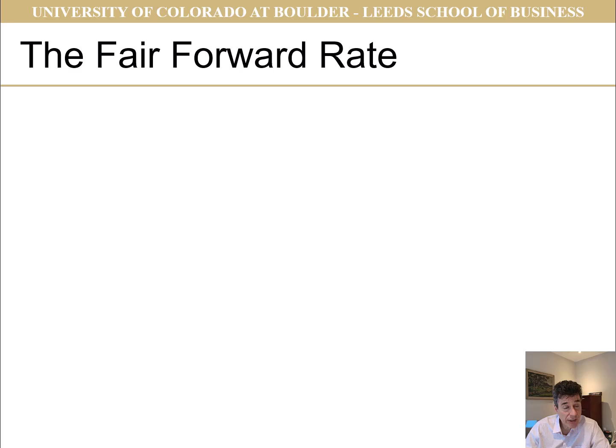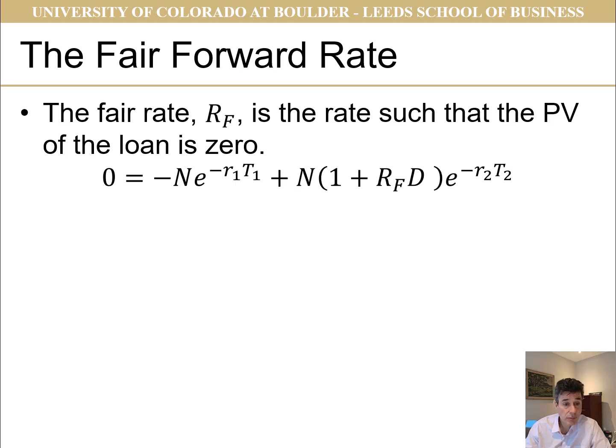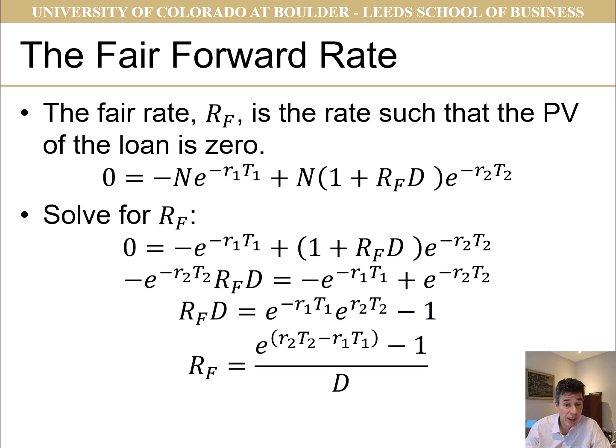We can take a slightly different perspective. So first, we think about the fair forward rate. The fair forward rate, or the fair rate, RF, is the rate such that the present value of the loan is 0. We set the loan value equal to 0, and we can solve for RF. We do a bit of math, a bit of manipulation, and we get RF equals e to the (R2 T2 minus R1 T1) minus 1, all divided by D. That's usually days 2 minus days 1 over, let's say, 360.